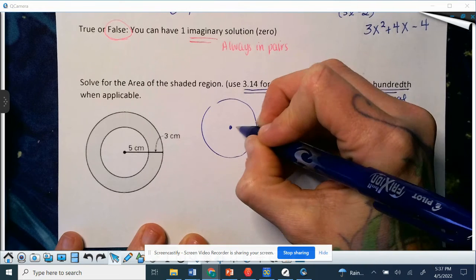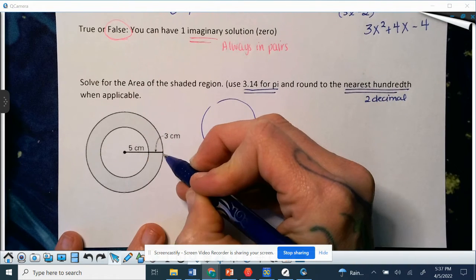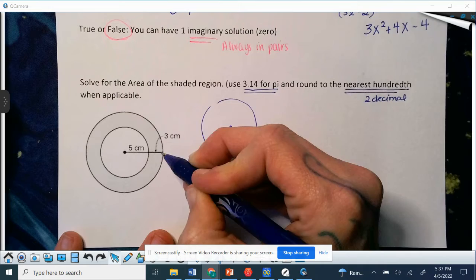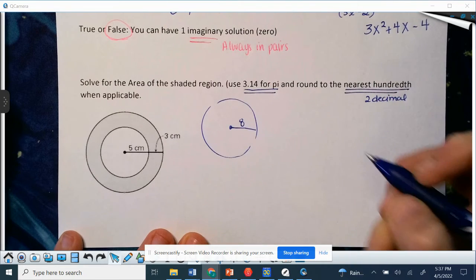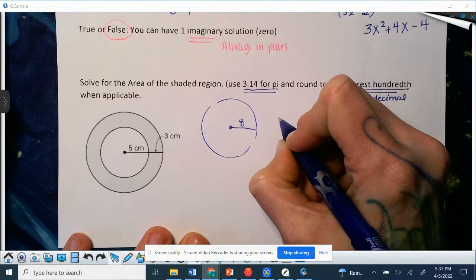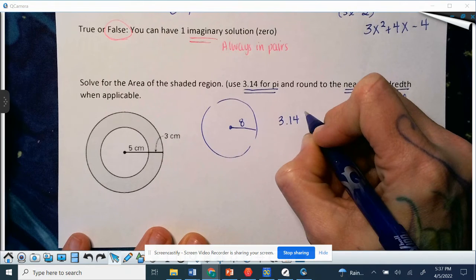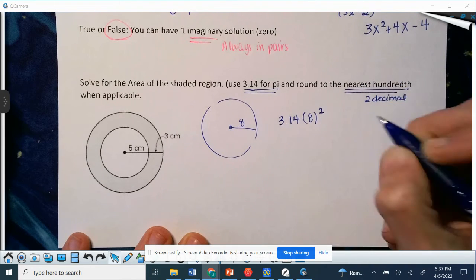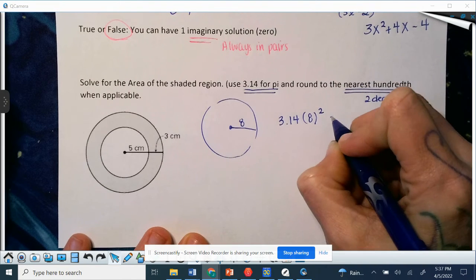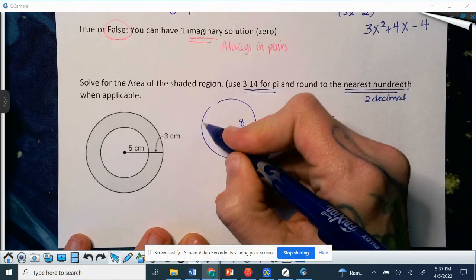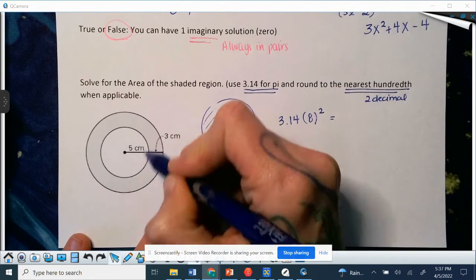And that means my radius from center to edge is that 5 plus 3. So that means it's 8. We're going to use pi as 3.14. So pi r squared is going to be the whole circle. So that would be your whole shaded circle before they cut the center out.